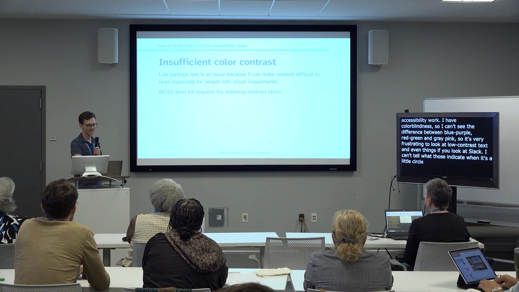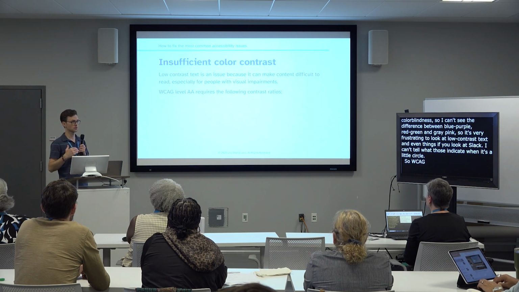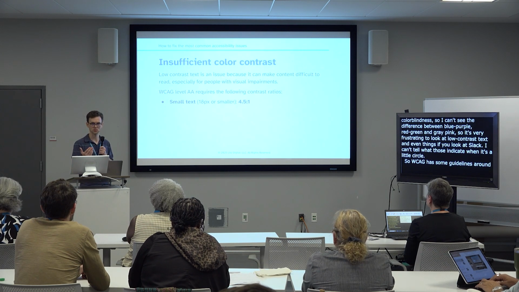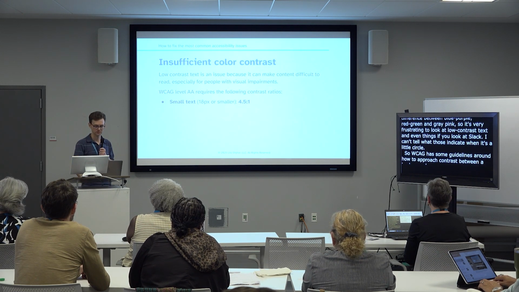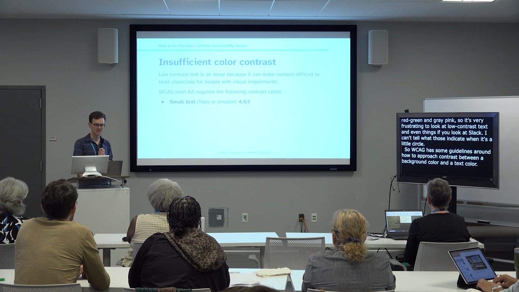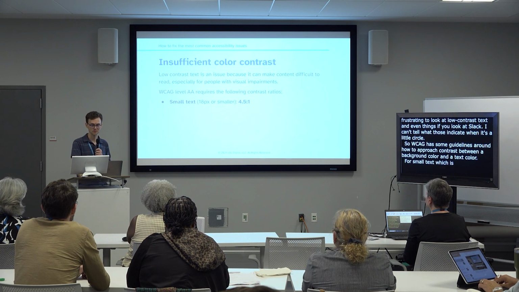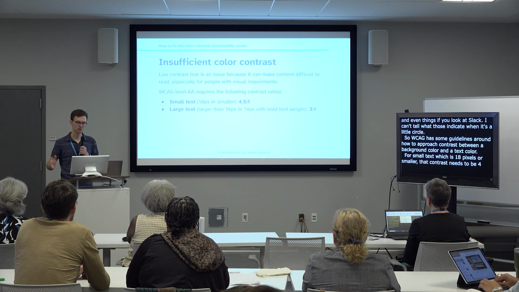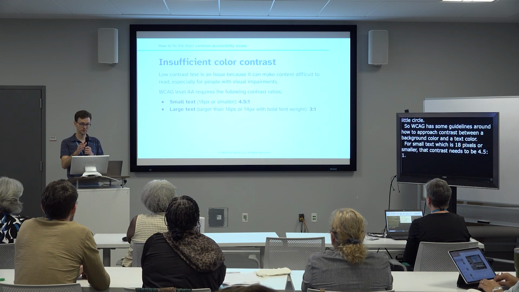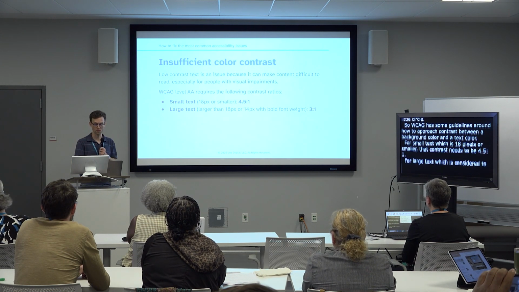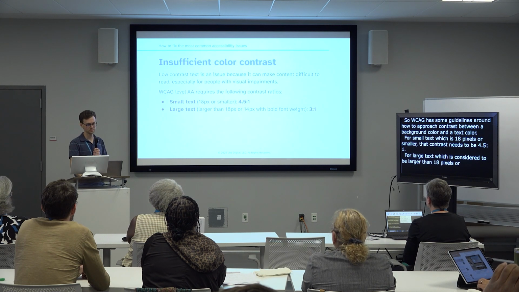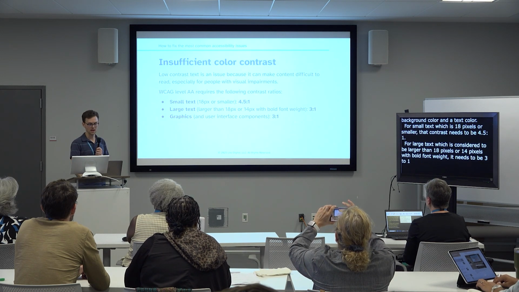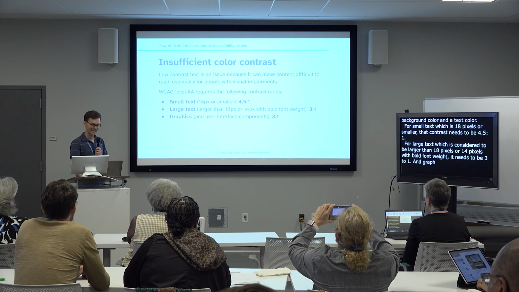So WCAG has some guidelines around how to approach contrast between a background color and a text color. For small text, which is 18 pixels or smaller, that contrast needs to be 4.5 to 1. For large text, which is considered larger than 18 pixels or 14 pixels with bold font weight, it needs to be 3 to 1. And for graphics or user interface components, which includes icons, it's a 3-to-1 ratio as well.